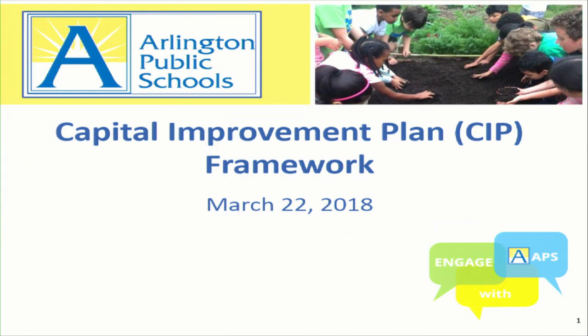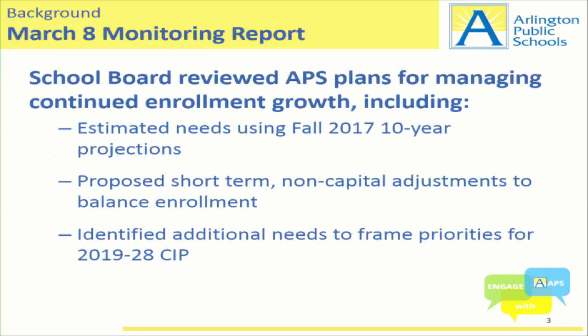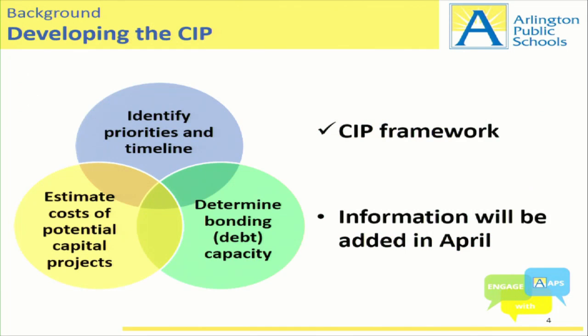So now the presentation that deals with the CIP framework. Again, we had two meetings with FAC members, or with a subset of FAC members, to go through some of the materials for the upcoming CIP. And what we did at the last meeting was we looked at those estimates for the next 10 years based on the fall projections, and we proposed some short-term and non-capital adjustments to balance enrollment and identified additional needs to begin to talk about what we're doing in the CIP framework.